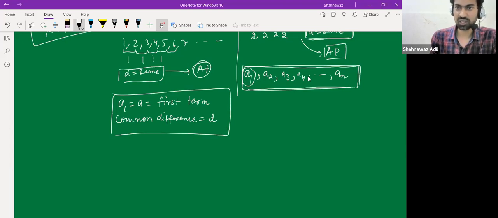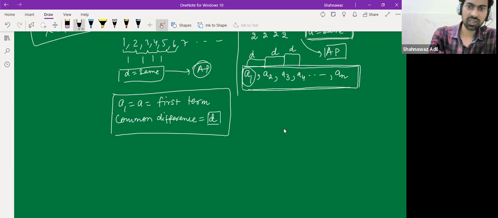If this is an arithmetic progression, the difference between these two would be how much? A2 minus A1 would be the common difference, D. And the difference between the next two would be again D. So this is the definition of an arithmetic progression. Understood, guys?